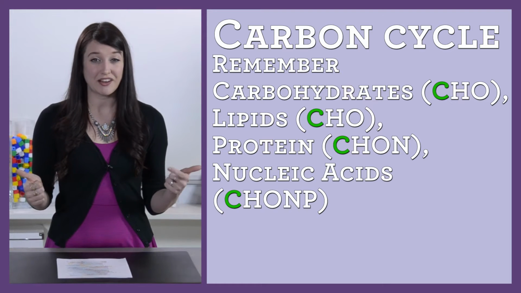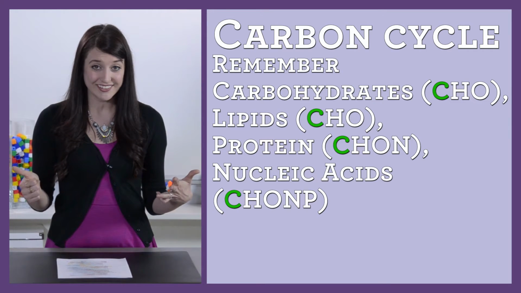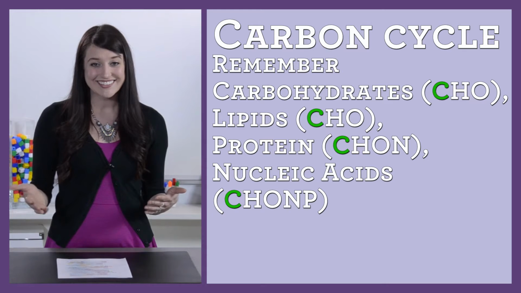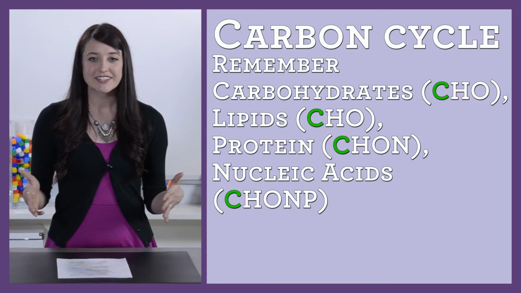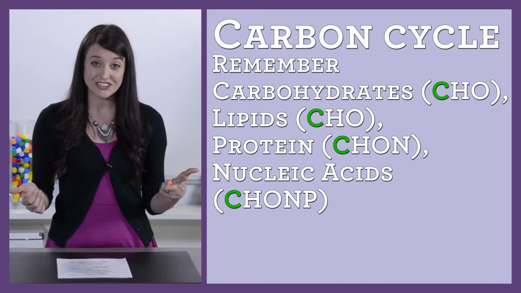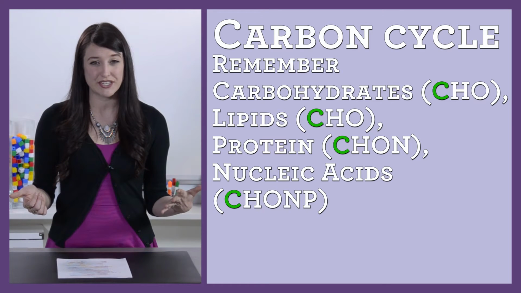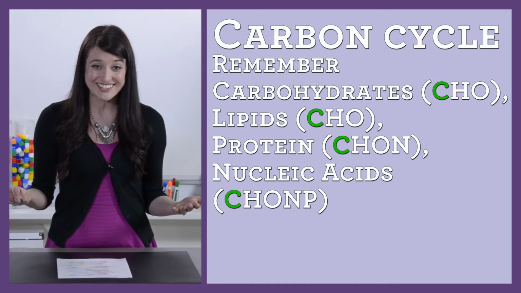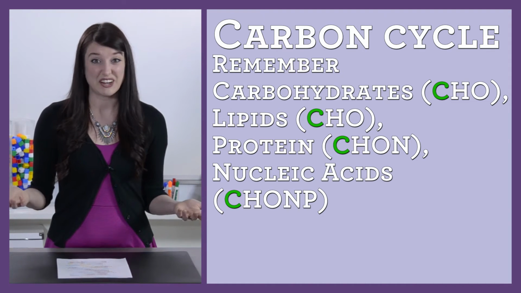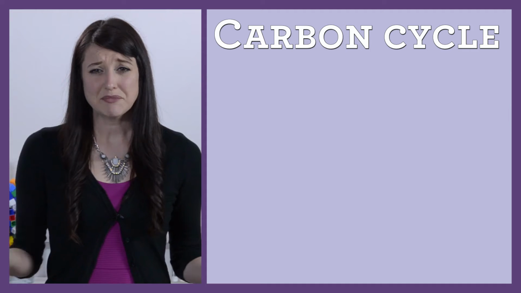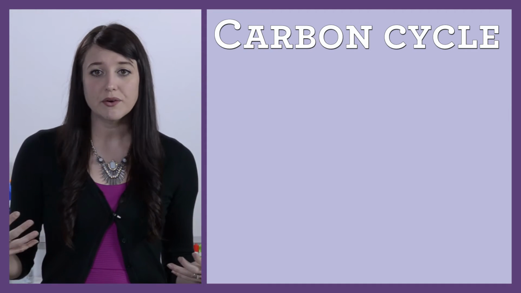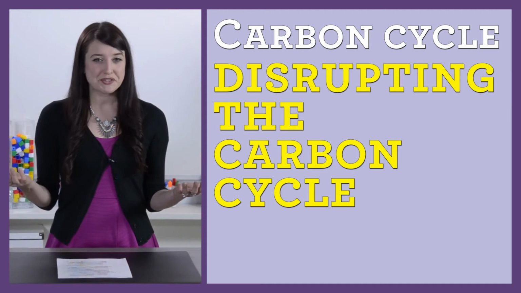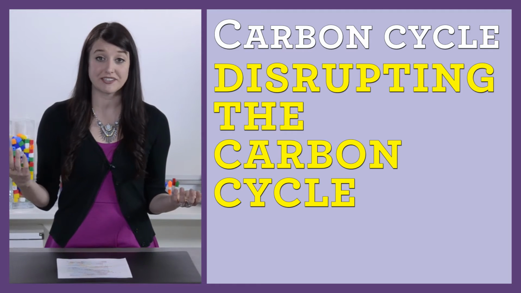Proteins contain carbon, hydrogen, oxygen, and nitrogen. And nucleic acids add phosphorus to that, right? So it's carbon, hydrogen, oxygen, nitrogen, and phosphorus. So without carbon, we can't make all of those molecules that are necessary for an organism to actually be formed. Sometimes disruptions to this cycle can occur. So what is the result of a disruption to the carbon cycle?